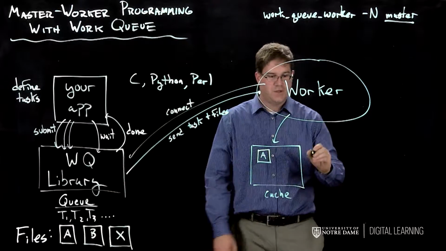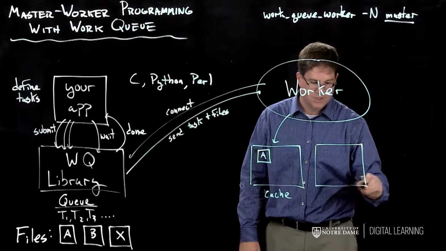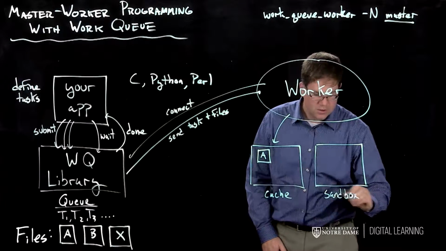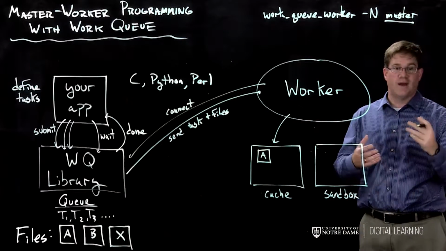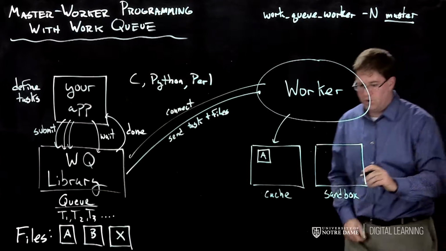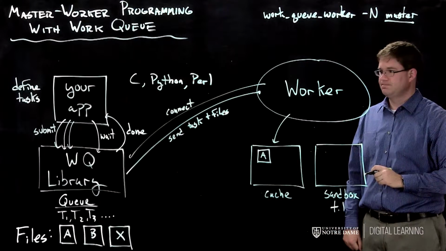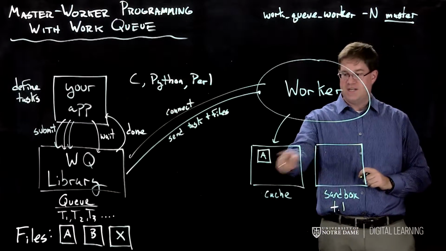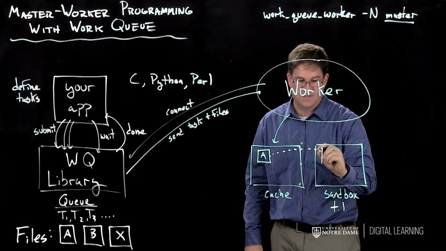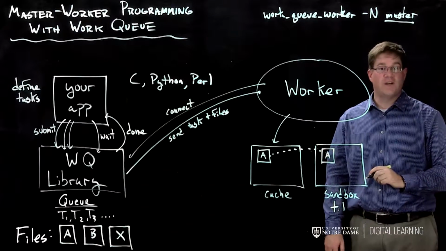So the worker is going to create a separate space for that task to run. And this is generally known as a sandbox. But it's really just a directory that provides a local namespace for that task to run in. We'll call this sandbox T1 just because it refers to task 1. Now, each of the files that's needed as an input is going to get linked into the namespace of that sandbox. So here's A. And now we're ready to run task 1.